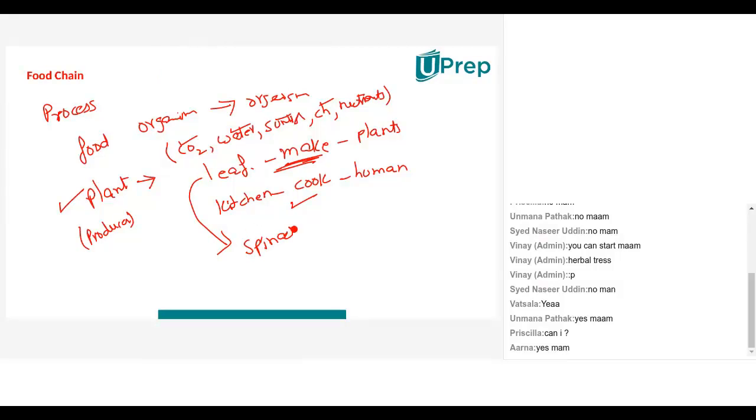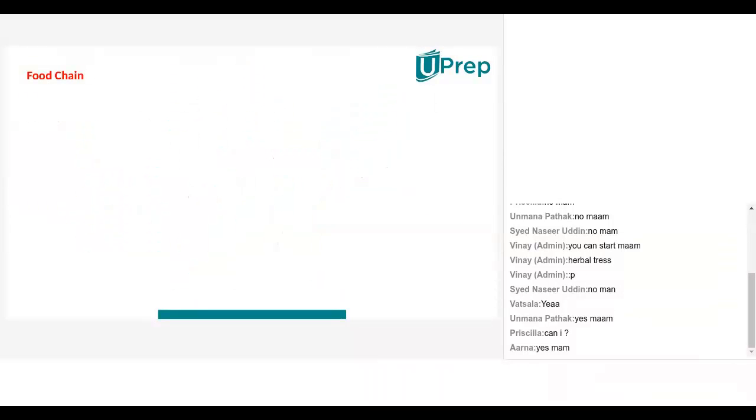We cannot make food. Just imagine if we have to make food only with air and water and sunlight and chlorophyll. What will happen? Ma'am, we can never make it. So in the entire planet, plants are the only living organism, that too green plants, not every plant. Only green plants can make their own food. So they will always be the producer.